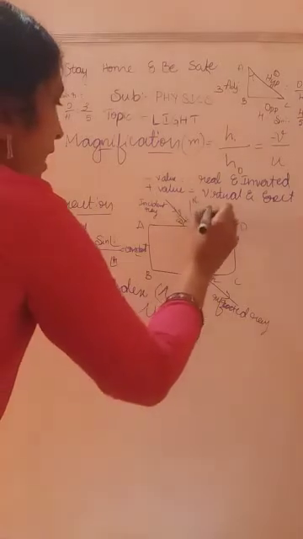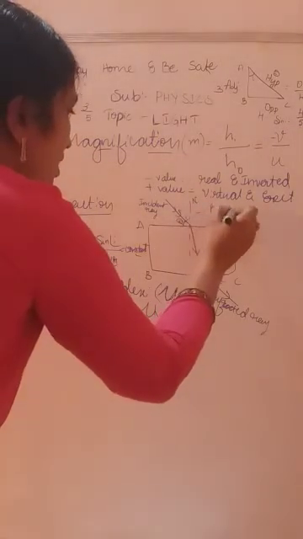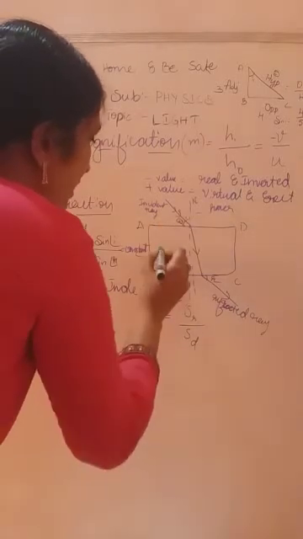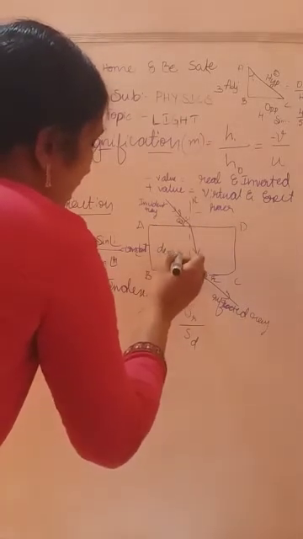I told you already, rarer media in the sense air media. This is the rarer media, right? So denser media means the media that is inside the slab. This is called denser media.